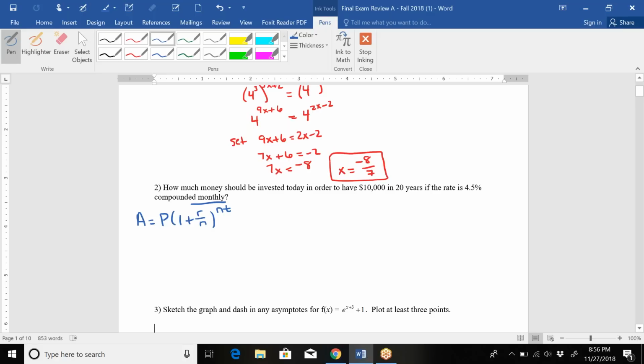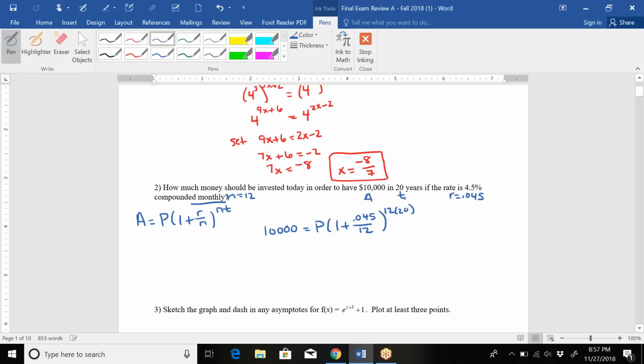So we want to have 10,000. That means that's our future value, so this is A. The number of years is 20. The rate would be 0.045. You have to divide it by 100 or move the decimal 2 places to the left. So that's our R. And then monthly means 12 times in a year. So let's plug in what we know. So we have 10,000 equals P, because we don't know P, times (1 plus 0.045 divided by 12) raised to the 12 times 20.